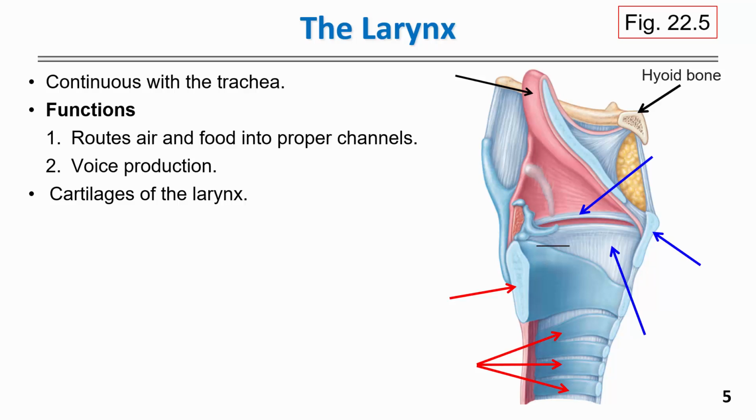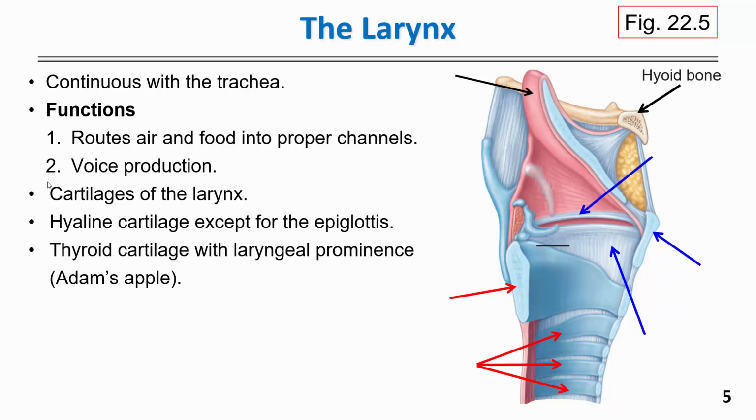The larynx is characterized by various cartilages, and the cartilage functions to provide structure and support to this major region that is responsible for routing air and food into their respective channels. So this cartilage includes hyaline cartilage, with the exception of the epiglottis, which I'll point out here shortly. And the thyroid cartilage has a very prominent distinction or prominence here, the laryngeal prominence, also referred to as the Adam's apple, on the anterior side.